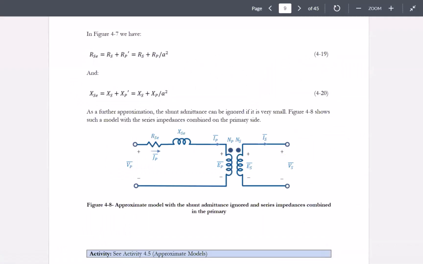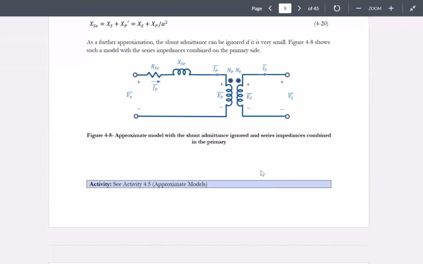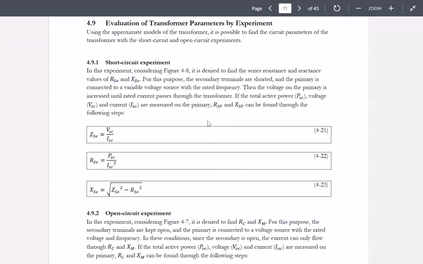So we just increase the voltage on the primary until we experience 0.13 kiloamp, or around 130 amps, not more than that. Otherwise, you would damage your transformer. And then our goal was to find out RSE and XSE. First of all, in terms of the magnitude of the impedance of the transformer, ZSE would be VSC over ISC. If the voltage is VSC and the current is ISC, this ratio would give you ZSE.